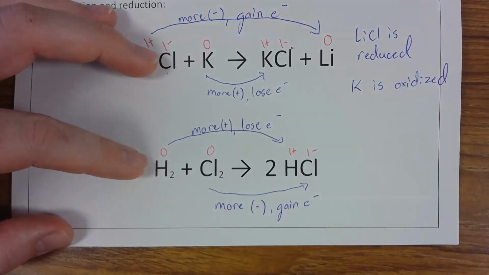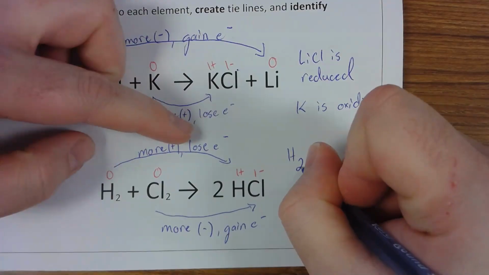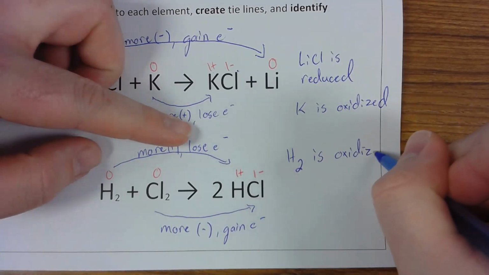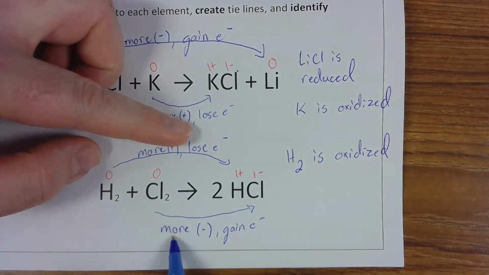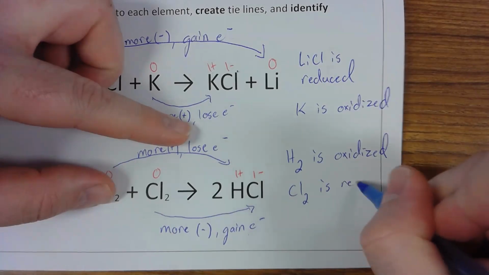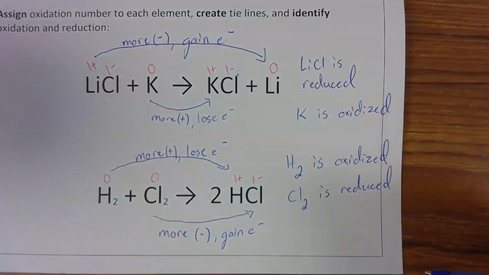So the breakdown on this would be H2, since he's losing electrons, is oxidized, and the Cl2, because he's gaining electrons, is being reduced. Now remember, in every equation, if somebody's being oxidized, somebody else has to be reduced.